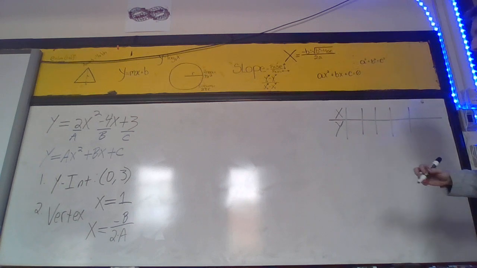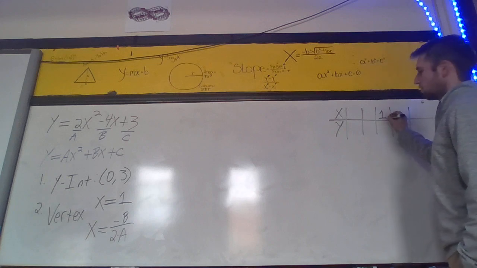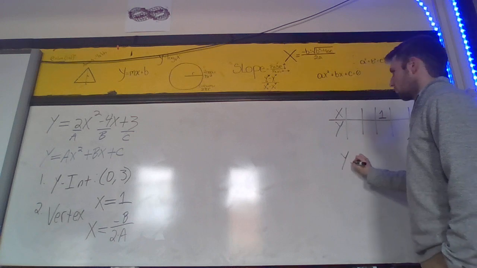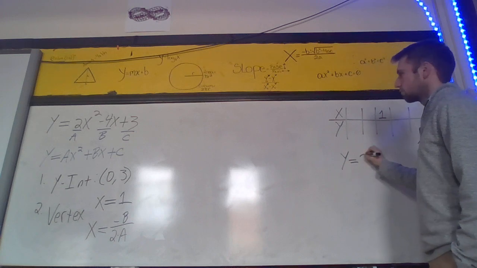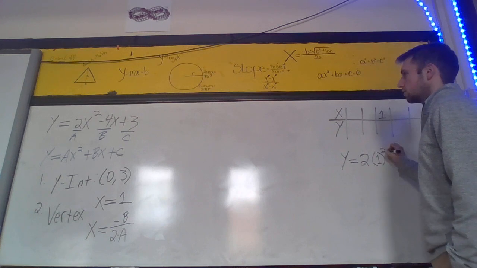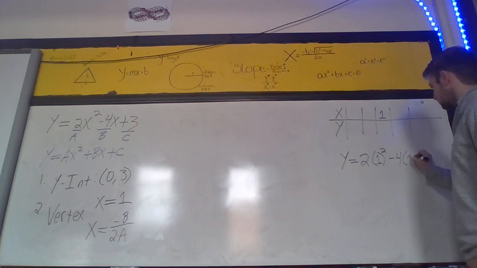Okay, so what's going to be our middle value? Well, x is equal to 1, that's going to be our middle value. So we input 1, all right? We haven't got an output yet. So now we have to say y is equal to 2x, which in our case is 1, squared, minus 4 times 1, plus 3.